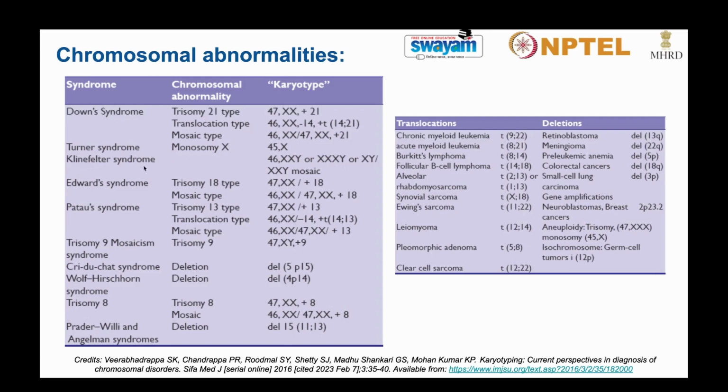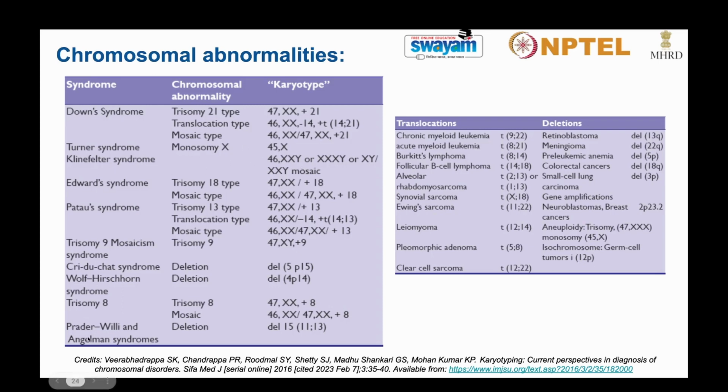Then comes the Klinefelter syndrome, which we will hear again and again. In this, there will be an extra copy of X chromosome present in a male, due to which that male will show certain features of the females. So that is due to the extra copy of X chromosome.